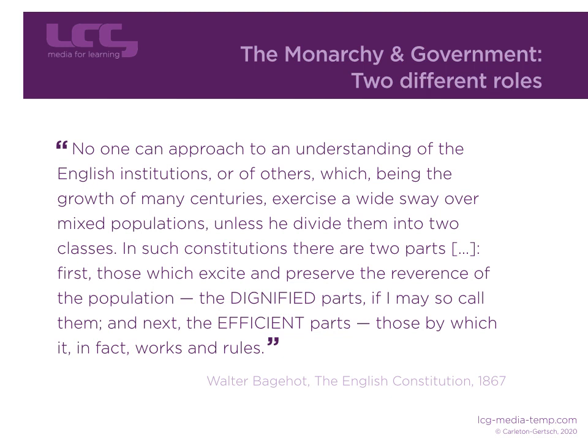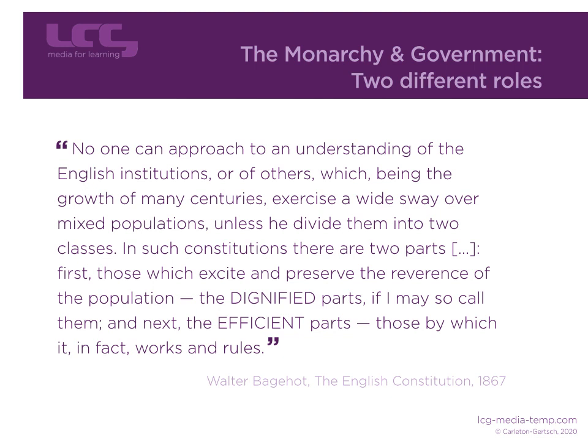Walter Bagehot wrote a very important book in 1867 called The English Constitution. He was the editor of The Economist magazine, and he said that the Constitution was divided into two branches. He said, "No one can approach to an understanding of the English institutions, or of others, which, being the growth of many centuries, exercise a wide sway over mixed populations, unless he divide them into two classes. In such constitutions there are two parts. First, those which excite and preserve the reverence of the population, the dignified parts, if I may so call them, and next the efficient parts, those by which it in fact works and rules."